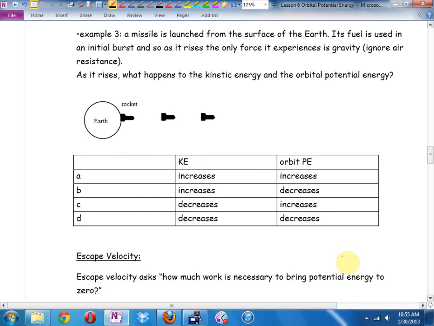As you launch something and throw it up, what happens to its speed? Decreases. So what happens to its kinetic energy? If the kinetic energy is a half mv squared, and you just told me the v is getting smaller, so we would say no, no, yes, yes. So the answer is either C or D. What happens to its orbital potential energy?